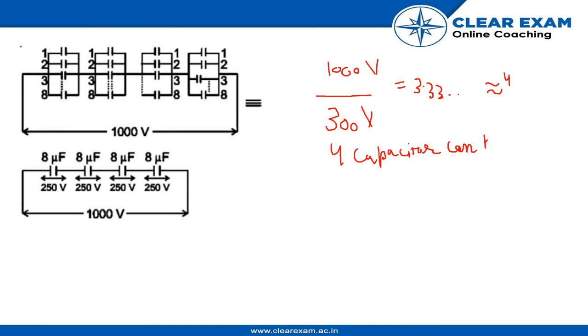Now first of all let's take, we know that it's 1000 volt. Now we divide it by 300 because that's our maximum potential difference that is given in the question, so that it would be 3.333 and so on. So let us take approximately 4, because we can take more, not less.